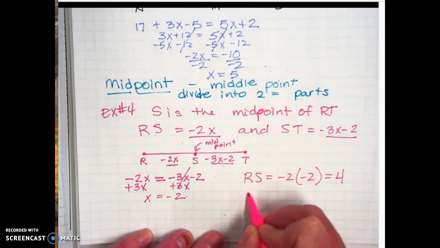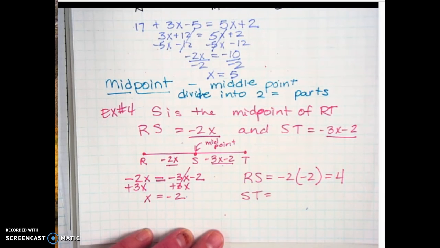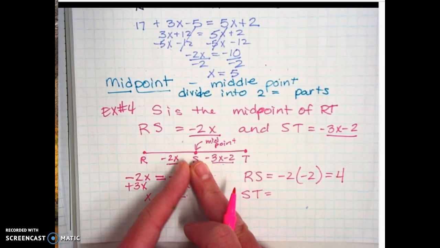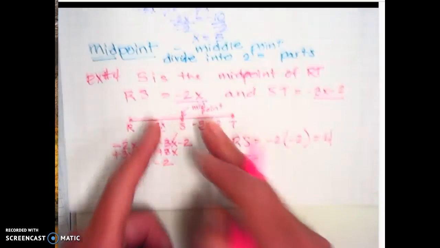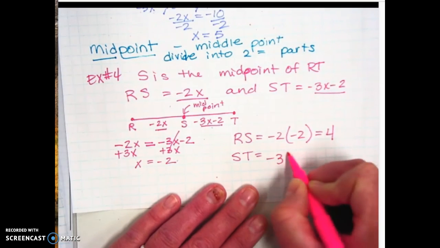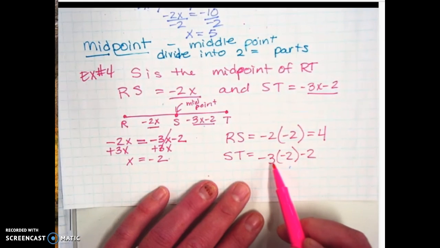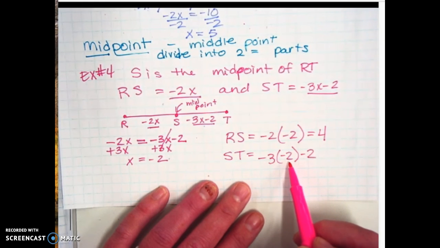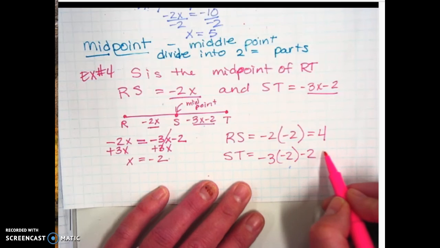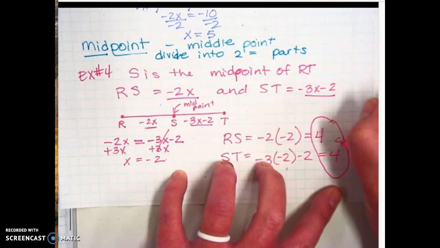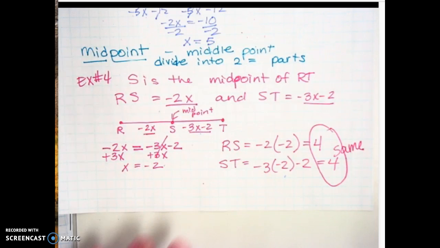When we try ST, what answer should we get? We should get the same answer, right? Because if that's the midpoint, then this piece should be equal to this piece. Let's check. Negative 3 times negative 2 minus 2 more. So negative 3 times negative 2 is positive 6, and 6 minus 2 is 4. So these two should be the same, and they are, so we did it correctly.